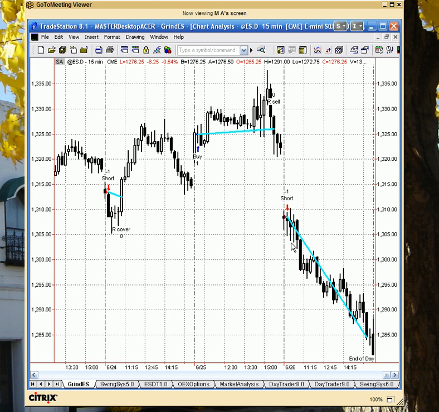What is that? A gain of, let's see, 1308 down to 1285. So you're looking at about 20 to 25 points, 23 points in a day. So very nice gain on the ES to the tune of 25 points.